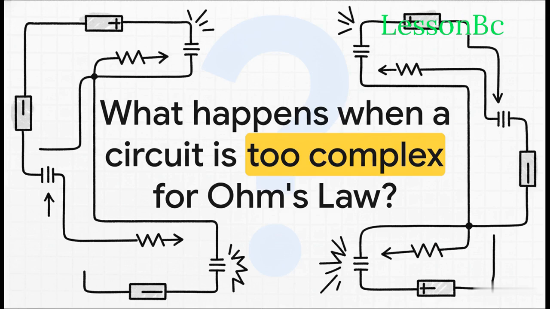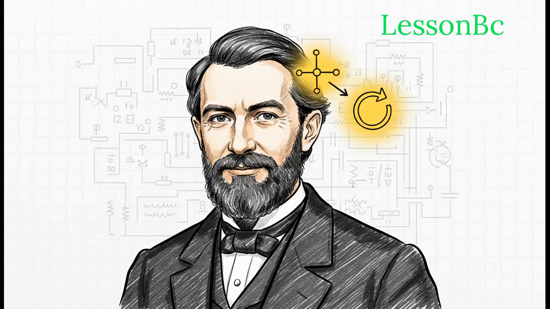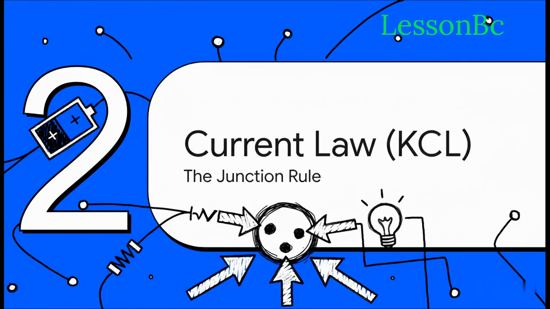It gets complicated fast. And that's where our hero, Gustav Kirchhoff, comes in. Way back in 1845, he came up with two super powerful but actually really simple rules that let us figure out any circuit, no matter how tangled it looks. Honestly, these laws are the key to leveling up your circuit game. Okay, let's jump into his first law, Kirchhoff's current law, also known as the junction rule. This one's all about what happens when currents meet up at an intersection.